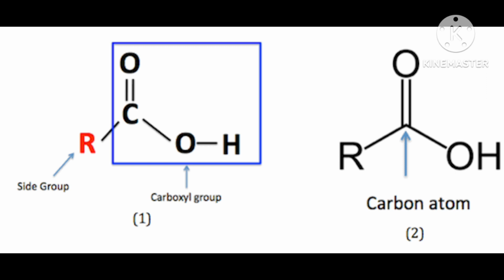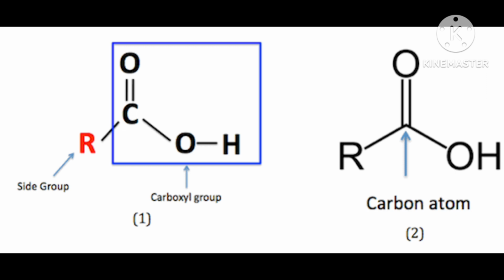Now total 3 carbons are there. Then its IUPAC name will be propanoic acid. Propane, the word E has gone and OIC is added in its place. Propanoic acid. Like that way, butyric acid.